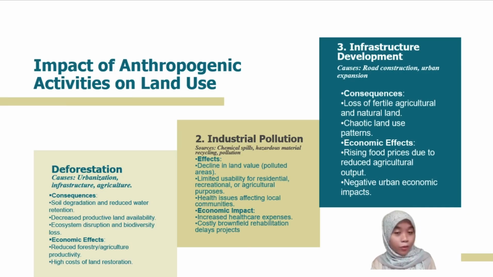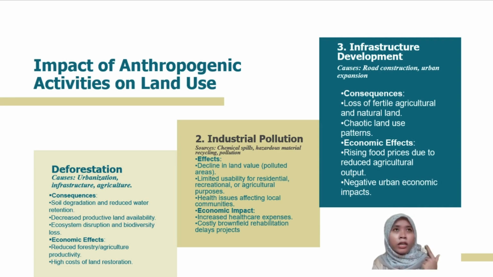Hello everyone. My name is Aisha, and today I will be discussing the significant impacts of anthropogenic activities on land use, focusing on deforestation, industrial activities, and infrastructure development. These activities have profound environmental, economic, and social consequences, which I will briefly outline. One of the most significant anthropogenic activities impacting land use is deforestation. Forests are frequently removed for urbanization, infrastructure development, or agriculture, leading to several environmental and economic consequences.